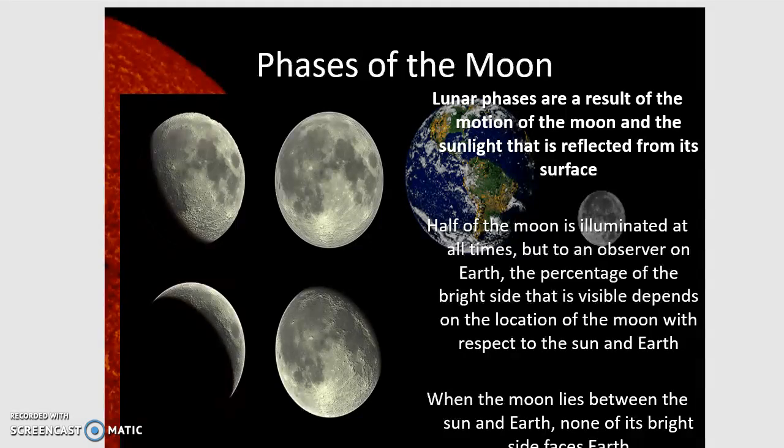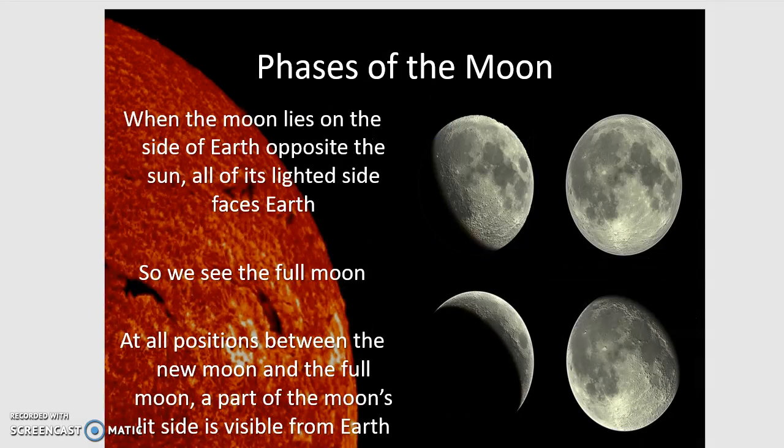Alright, so once again, lunar phases are a result of the motion of the Moon and the sunlight that is reflected from its surface. Half of the Moon is always illuminated to an observer on Earth. You're going to see different percentages of that lit part of the Moon depending on the Moon's position around the Earth in respect to the Sun.